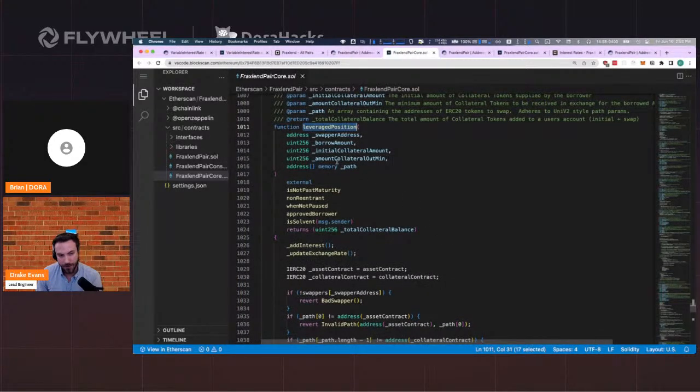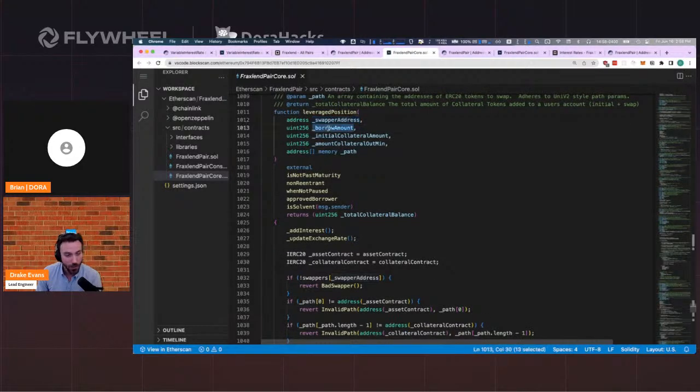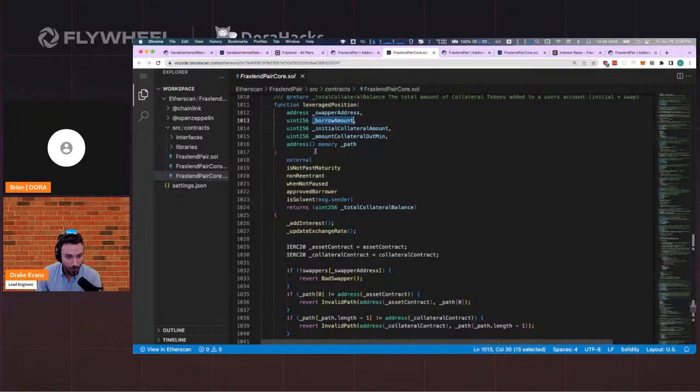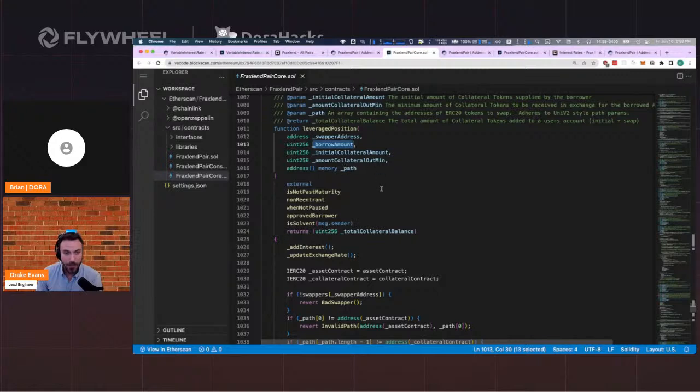I won't go into the details of this function because I think it's not really something to build, but I will just run through what's happening. You provide a swapper that adheres to essentially the Uniswap v2 interface, and you say, I want to borrow $100 of Frax. I'm going to put in initially $100 of CRV and take whatever I borrow and load it up as collateral inside of my position. So what this does under the hood is does the swap for you, through whatever swapper you provide, as long as it adheres to the interface.